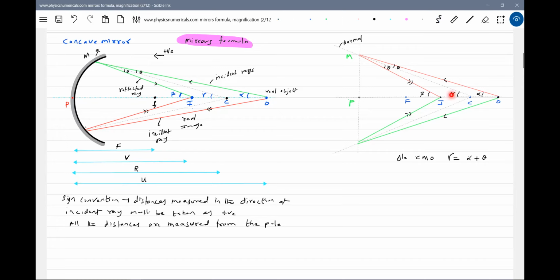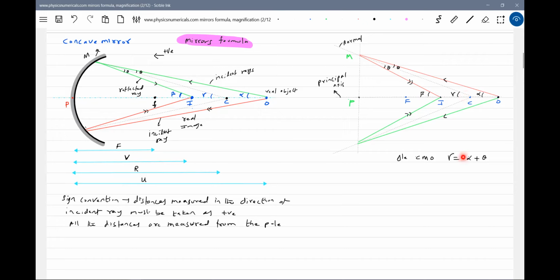Then what are alpha, beta? This is the principal axis. The angle made by the incident ray with the principal axis is alpha. What is beta? The angle made by the reflected ray with the principal axis is beta. What is gamma? The angle made by the normal with the principal axis will become gamma.